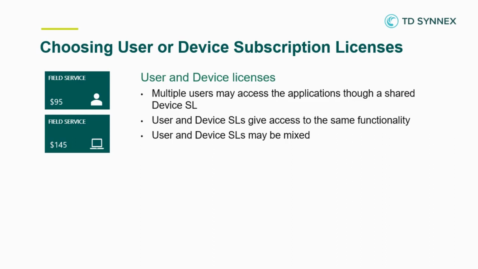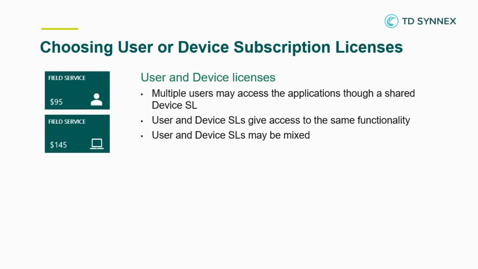However, if a device is shared by many users, the device license can be more appropriate, as the device license allows any number of unlicensed users to access the product through the licensed device. And as I've just said, multiple users can access the applications through a shared device when a device subscription license is used. And it is worth noting that both subscription licenses give access to the same functionality and that they may be mixed in an organization.